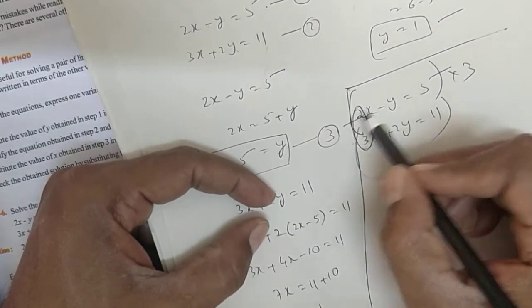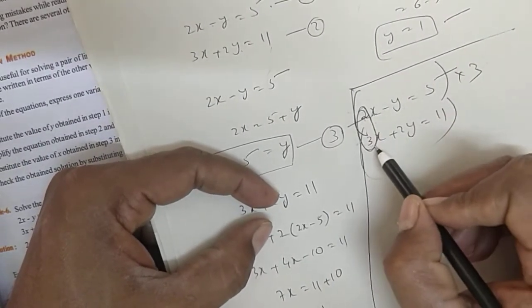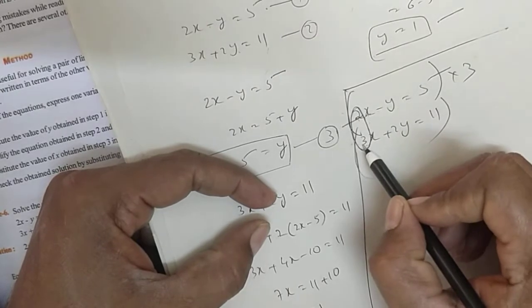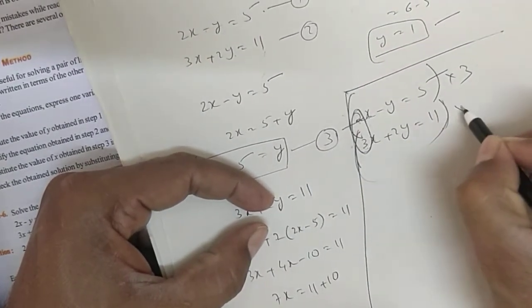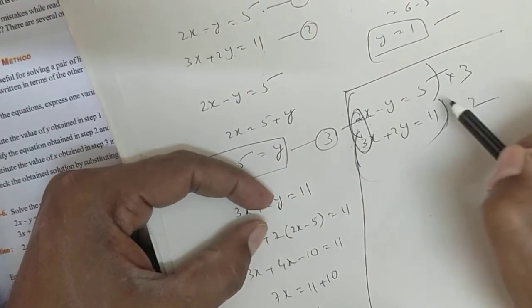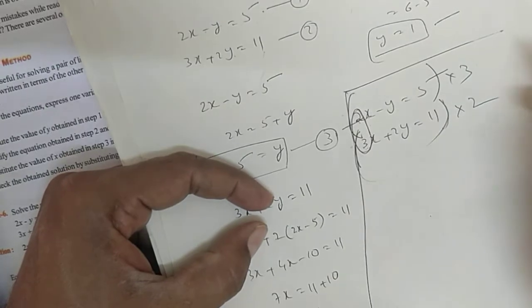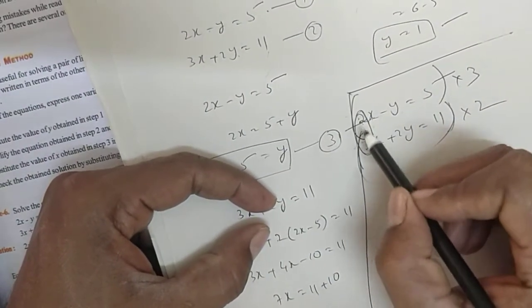Now the x coefficient, I got 6 because 3 twos are 6. Now in the second equation the x coefficient is 3. I should make it 6, which means the entire second equation should be multiplied by 2. See why I am multiplying these equations by 3 and 2? You should understand that in my mind I want to make the x coefficients the same.